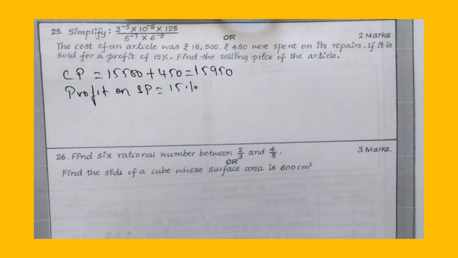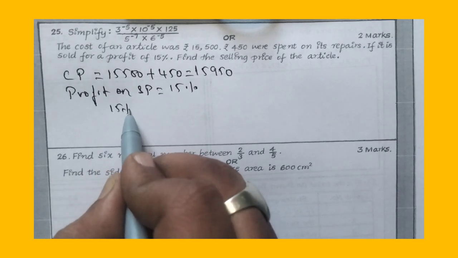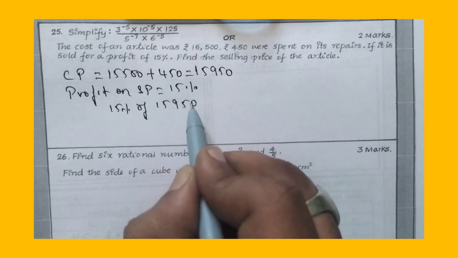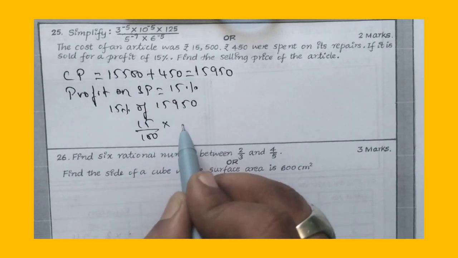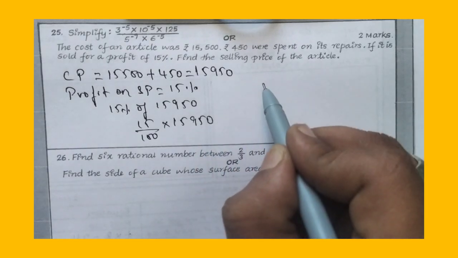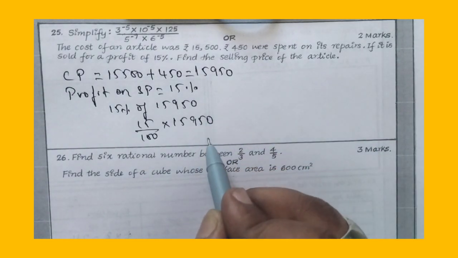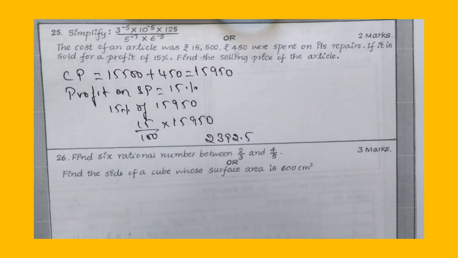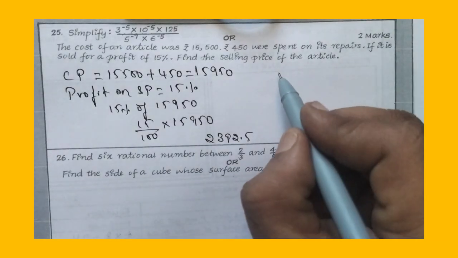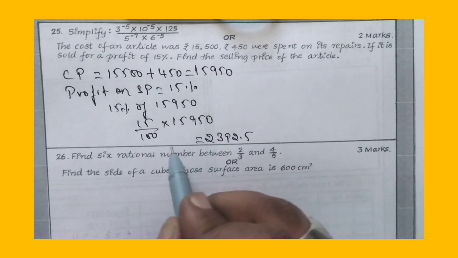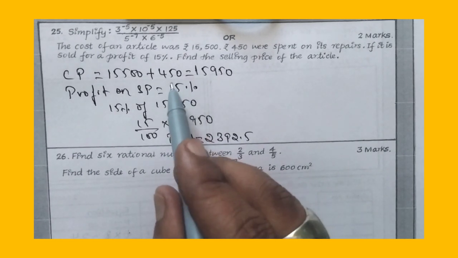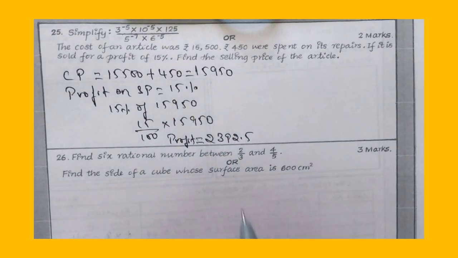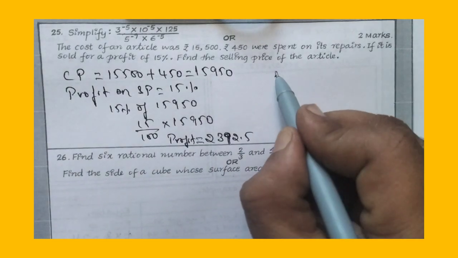Now we have to calculate what is the selling price of the article. So, 15% of 15,950. So, 15 by 100 into 15,950. If you multiply these two and divide by 100, we will get 2392.5. This is the profit you will get. In percentage, 15%. In rupees, 2392.5 rupees. Now, let us find out the selling price.